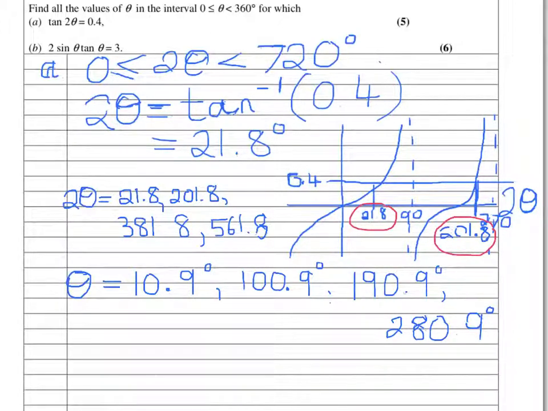I think an important thing to notice with the tan graph is that it repeats every 180 degrees, which makes it slightly easier than working with sine and cosine, which have more than one repeat in each period. Okay, moving on to part B, we've got 2 sine theta, tan theta equals 3. And I need to find out what theta is.